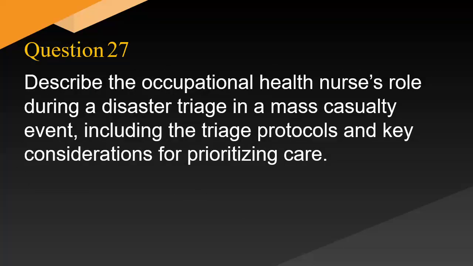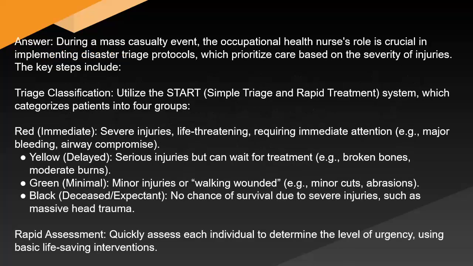Describe the occupational health nurse's role during a disaster triage in a mass casualty event, including the triage protocols and key considerations for prioritizing care. Answer: During a mass casualty event, the occupational health nurse's role is crucial in implementing disaster triage protocols, which prioritize care based on the severity of injuries.